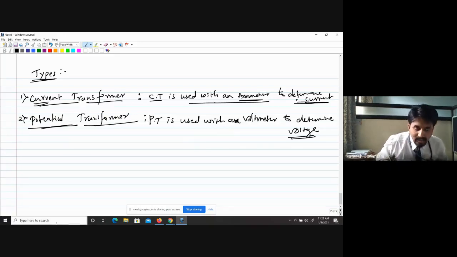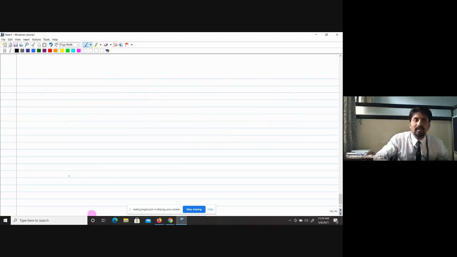So basically, now we have to study both these transformers. Let us see them one by one. They are very simple instruments. One is the current transformer.